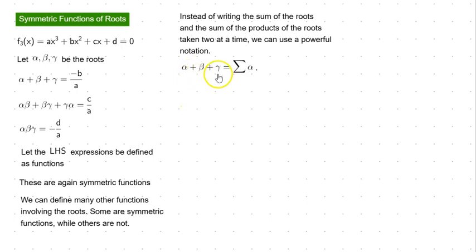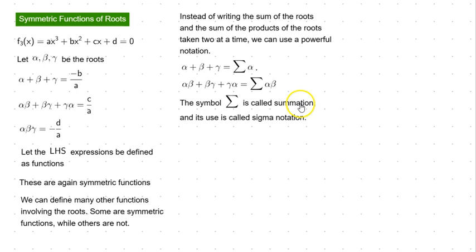So the notation is alpha plus beta plus gamma is equal to summation of alpha or sigma alpha. Alpha beta plus beta gamma plus gamma alpha is equal to sigma alpha beta. The symbol sigma is called summation and its use is called sigma notation. So here you notice we are just showing alpha with this notation. What we are supposed to do is take alpha and then keep adding the other roots, alpha plus beta plus gamma.